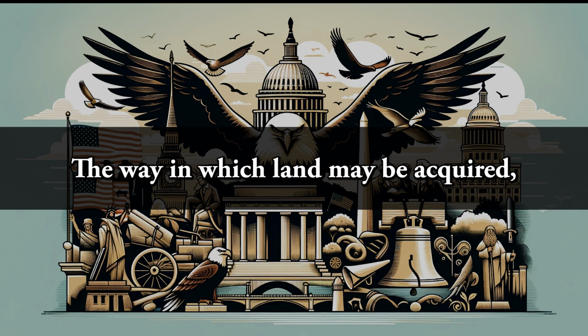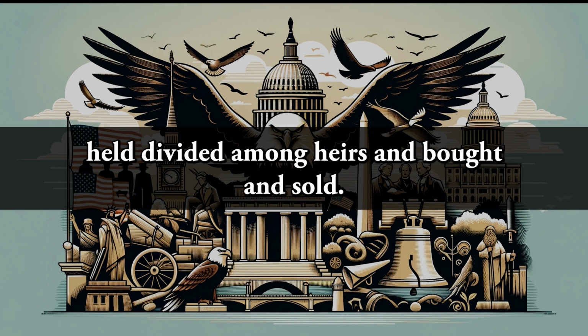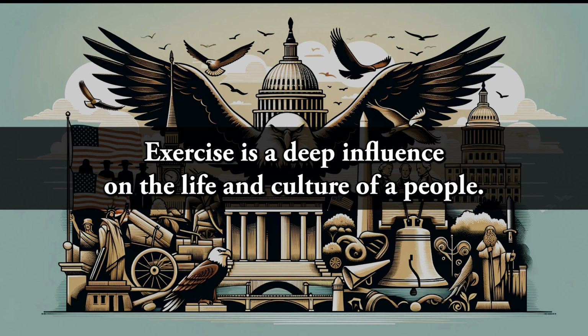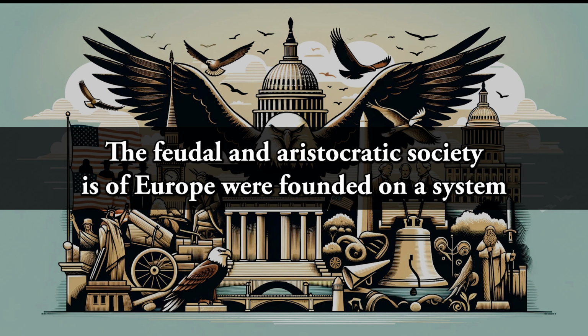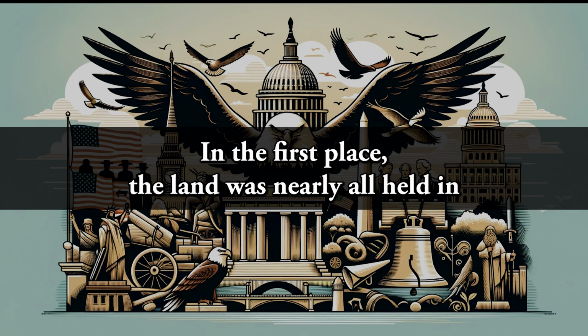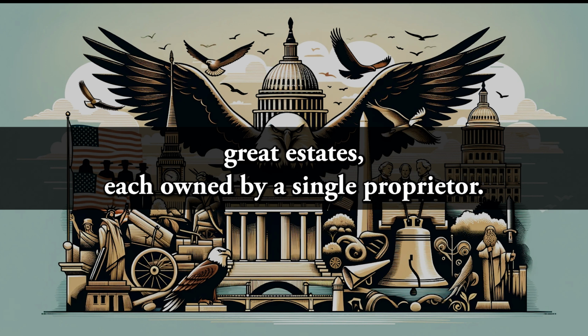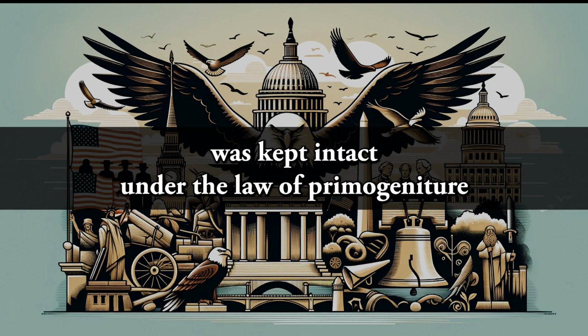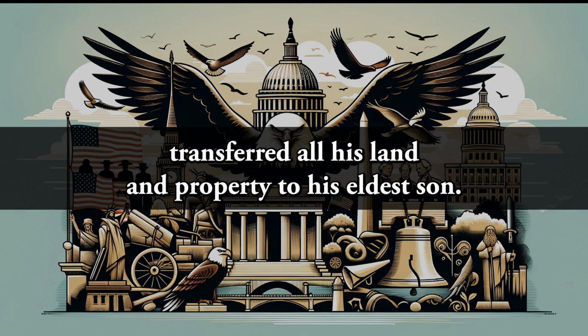The way in which land may be acquired, held, divided among heirs, and bought and sold exercises a deep influence on the life and culture of a people. The feudal and aristocratic societies of Europe were founded on a system of landlordism which was characterized by 2 distinct features. In the first place, the land was nearly all held in great estates, each owned by a single proprietor. In the second place, every estate was kept intact under the law of primogeniture, which, at the death of a lord, transferred all his landed property to his eldest son.